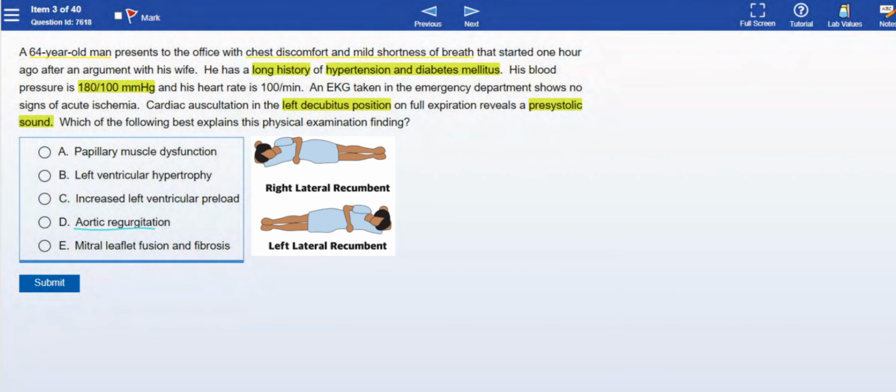Option A, papillary muscle dysfunction. Option B, left ventricular hypertrophy. Option C, increased left ventricular preload. Option D, aortic regurgitation. Option E, mitral leaflet fusion and fibrosis. Pause it and give the answer.